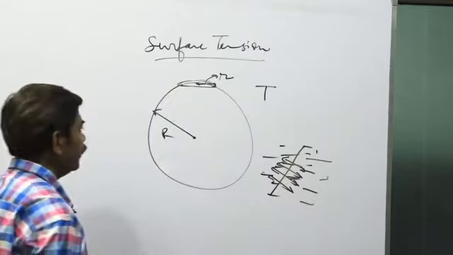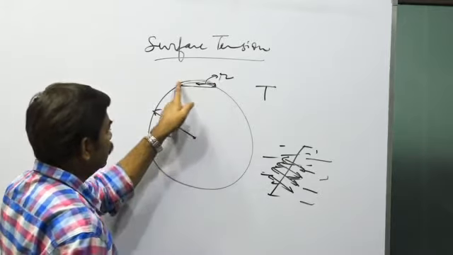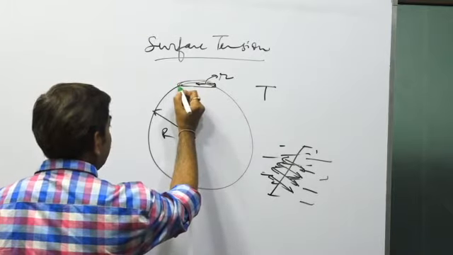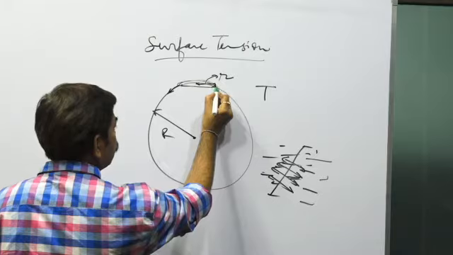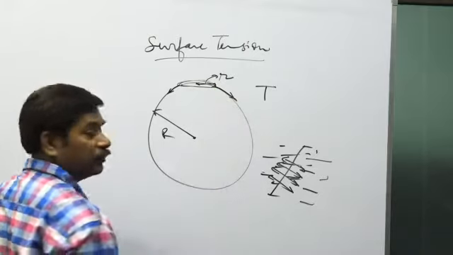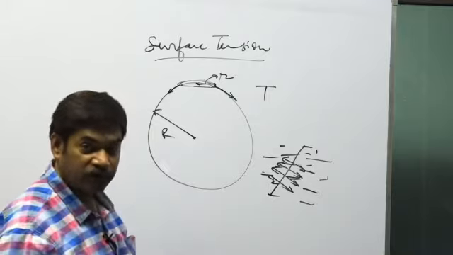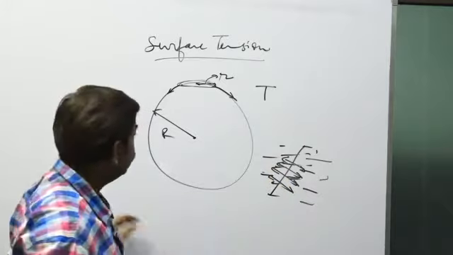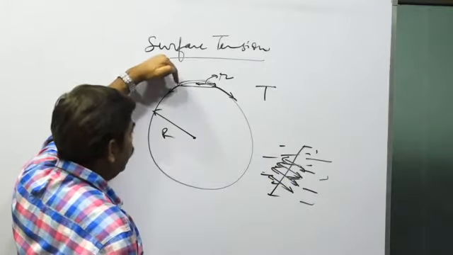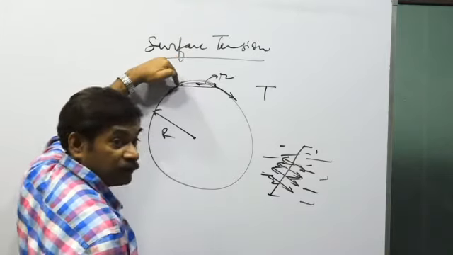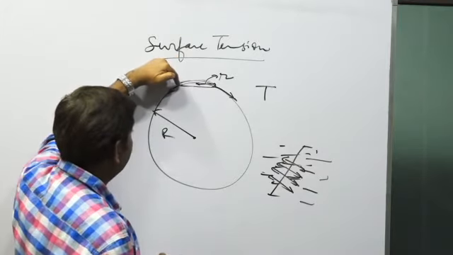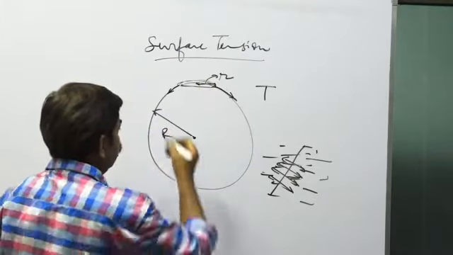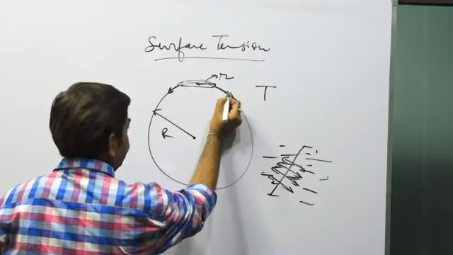So the same thing will happen here. Suppose this is my imaginary line, the circumference of this circle. The force of surface tension T will be acting like this from all sides, because I have taken that this is the surface. So the force will be acting T on this side and T on this side.